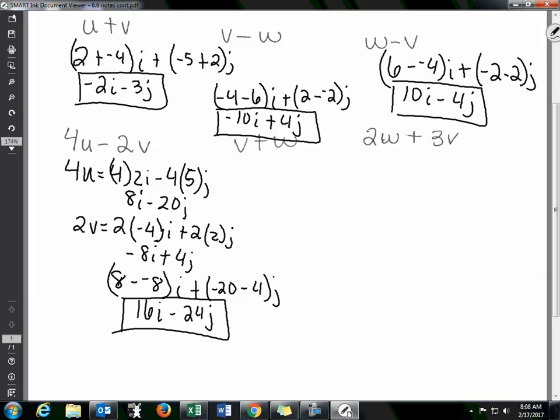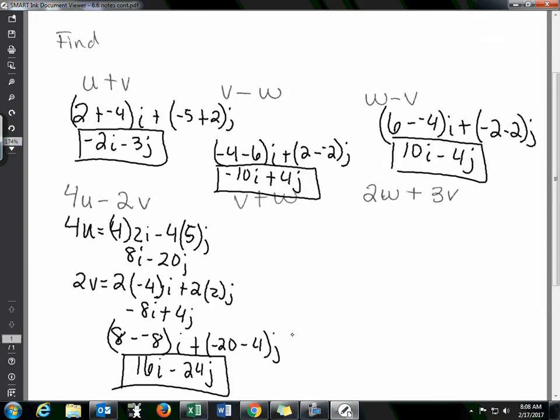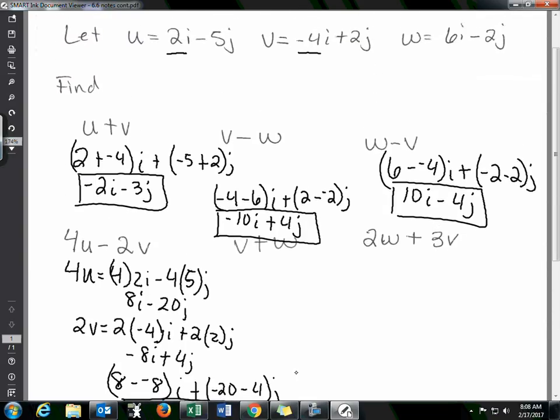Okay, v plus w. Right, so let's scroll up just a little bit. v plus w. Right, so you have negative 4 plus 6 i, and then we have plus 2 plus a negative 2j. So negative 4 plus 6 is 2i, and 2 plus negative 2 is 0j. So you can write this as this, or you can leave this as just 2i. Both of those are the same thing.